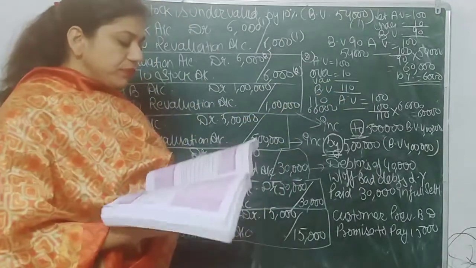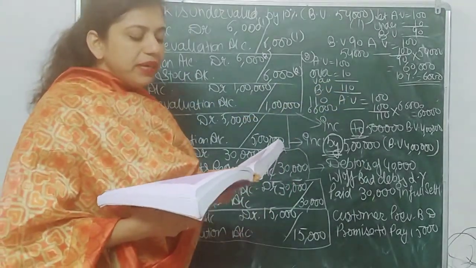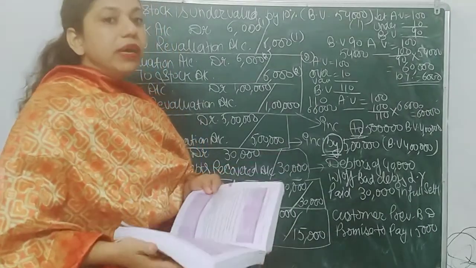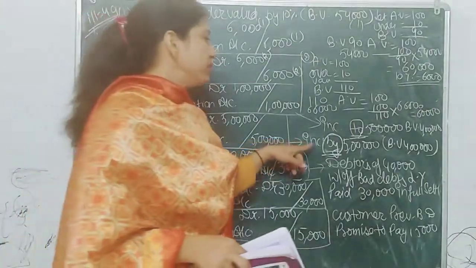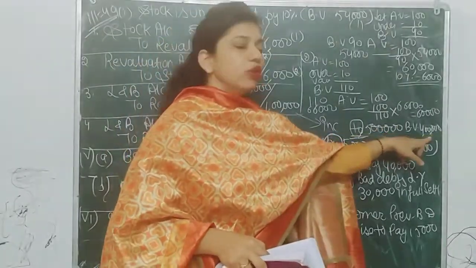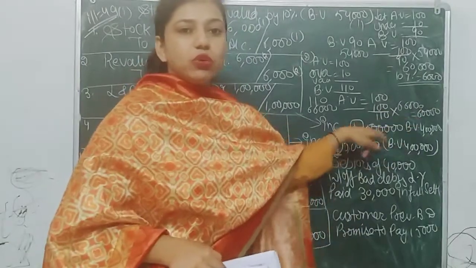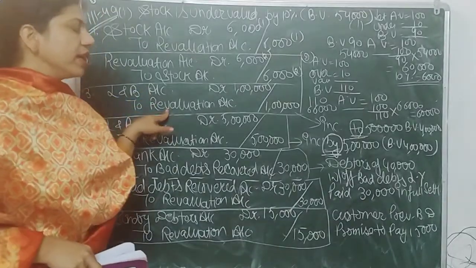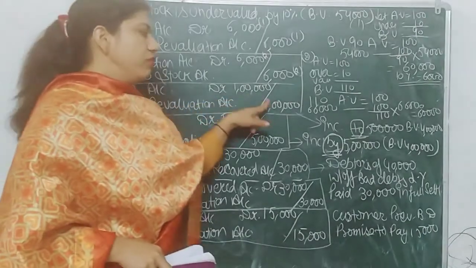Next we have value of land and building is to be increased to 5 lakh. Book value is 4 lakh. Keep it in mind whenever there is the word 'to', increased to 5 lakh, book value is 4 lakh, that means value increased only 1 lakh. So land and building account debit to revaluation account, because there is a profit of 1 lakh.